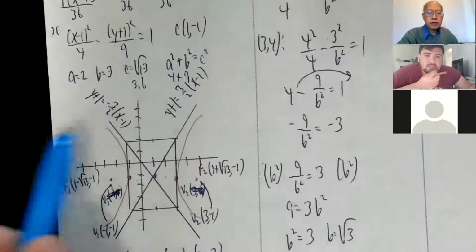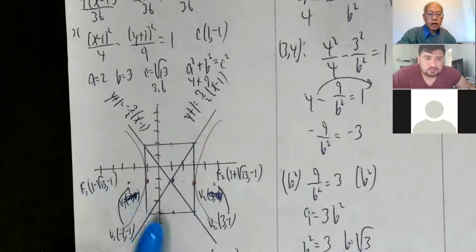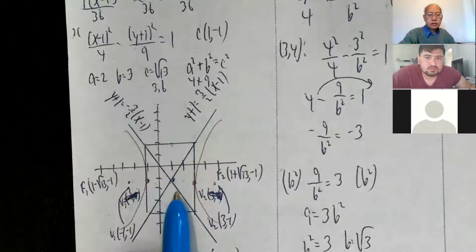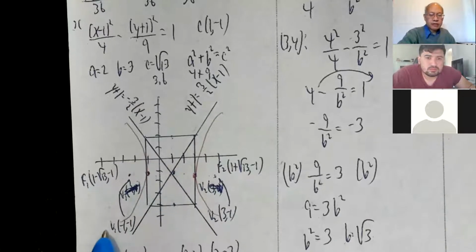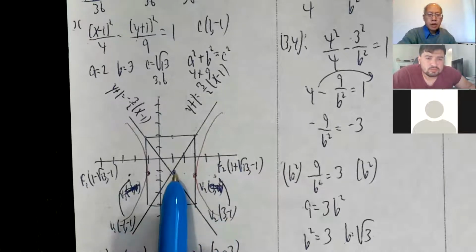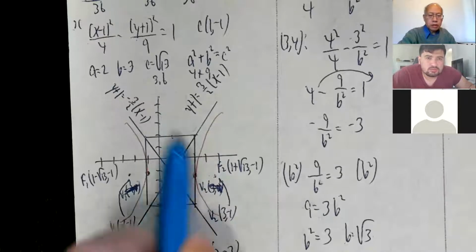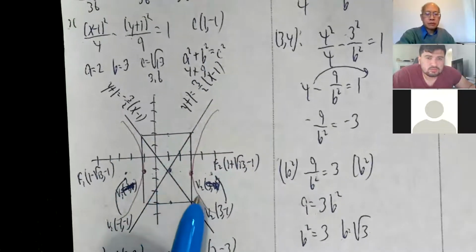Okay, so here we go. I messed up here. So let's see, the center was 1, -1. Left and right is 2: 1, 2. So vertex 1 is -1, -1. Vertex 2 is 3, -1. Up and down, I go 3: 1, 2, 3. Draw myself a box, connect the diagonals for my asymptotes.